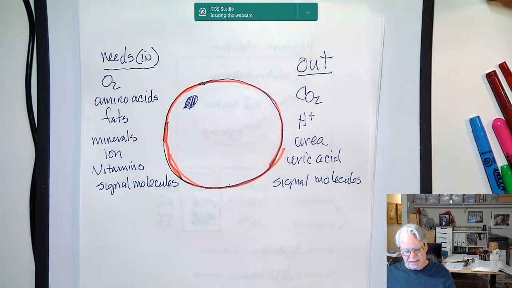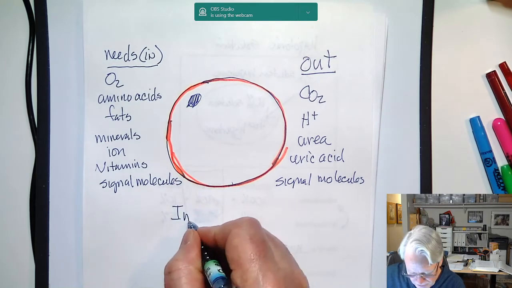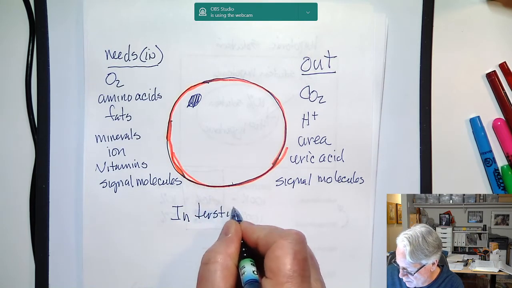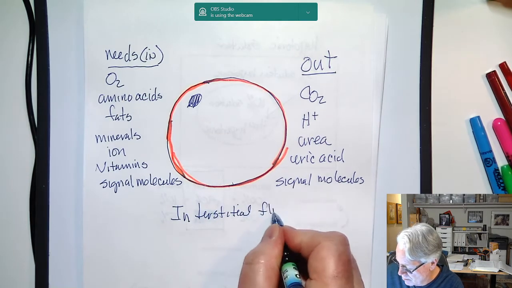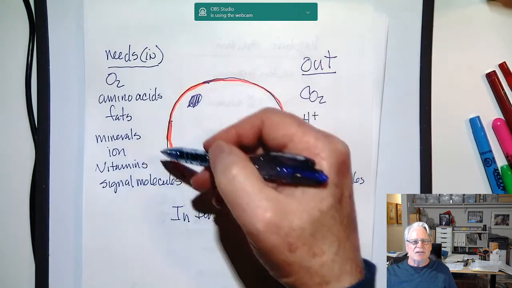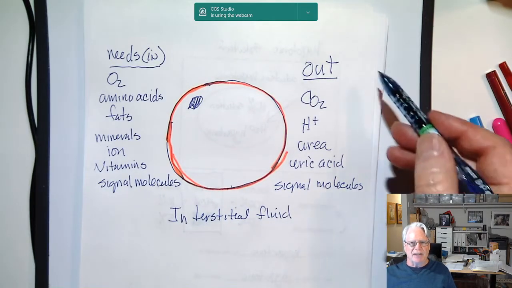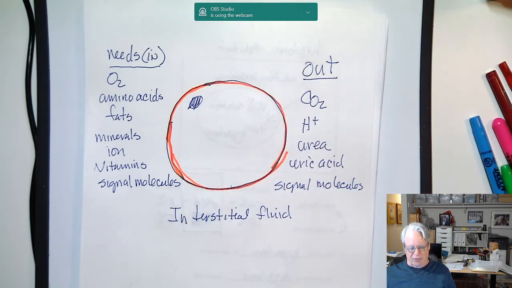So we've got this problem. We need this cell to be happy. We've got to deliver certain things. We've got to take away certain things. How are we going to manage that problem? Well, what we're going to do is we're going to surround this cell with fluid, and that fluid is called the interstitial fluid. So one of the things that we will try to do then is to make sure that all of these things are either being delivered to the cell in the interstitial fluid or being taken away from these cells by the interstitial fluid. Okay.